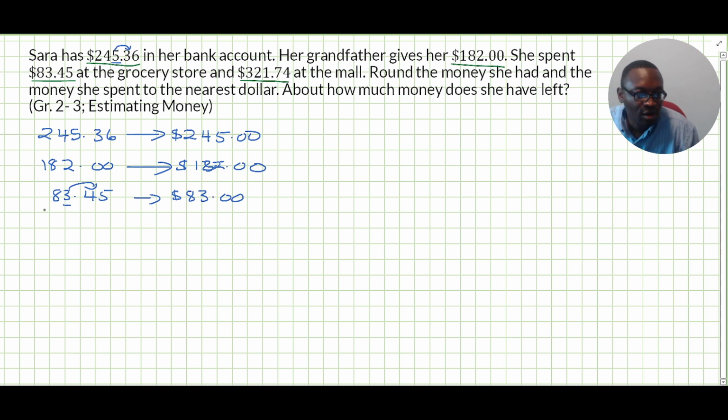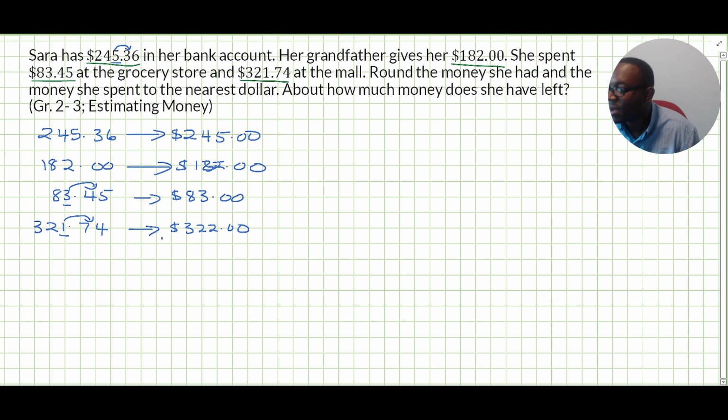All right, so the last one we have is $321.74. So this is where we are. We need to go to the right. That's greater than 5. So we're going to change this from 321 to $322.